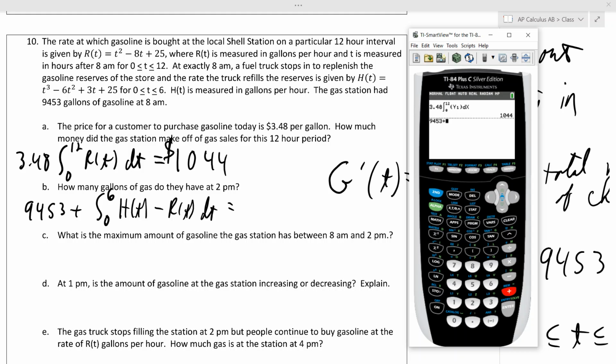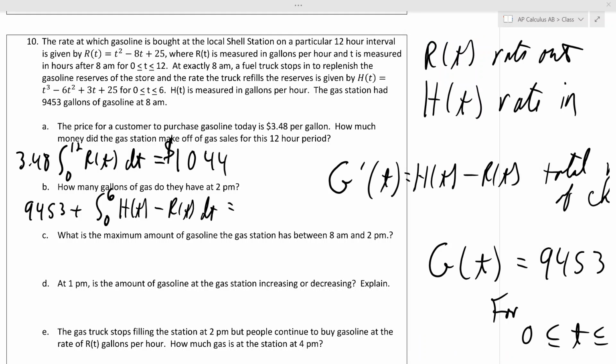It's an amount now. So we got to take what we had and add in the integral from 0 to 6 of the rate in, which was y2 minus the rate out, which was y1. Okay, so that's what we had plus the integral of the rate of change, which is the total change. It's going to tell us 9,471. And that's going to be in gallons.